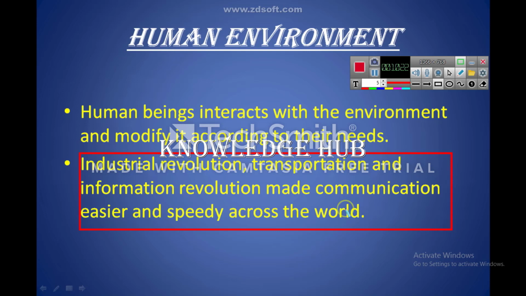What is the meaning of industrial revolution? Human wants are unlimited. I already told you that to satisfy those wants, they produce different types of things. For these things, they establish different types of industry. When they establish different types of industry, that is known as the industrial revolution. And transportation means what? For easier portability, they made different types of vehicles such as tractors, cars, bullock carts, etc.